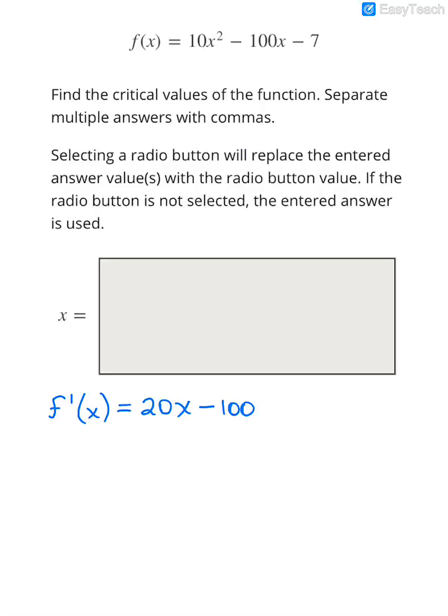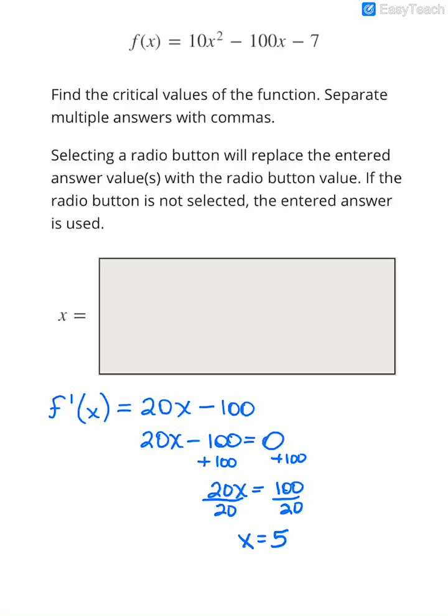So you will then take your first derivative and you will set it equal to 0 so that you can find your critical values. So I'm going to solve. I'll add 100 to both sides. So that leaves me with 20x is equal to 100, and then divide both sides by 20, so x is equal to 5. So my critical value is 5.